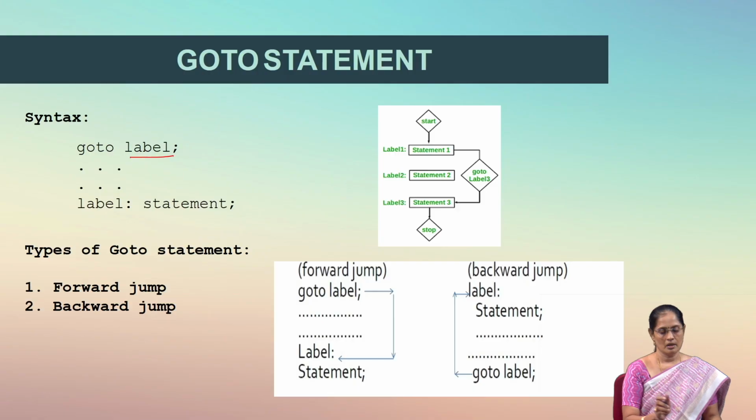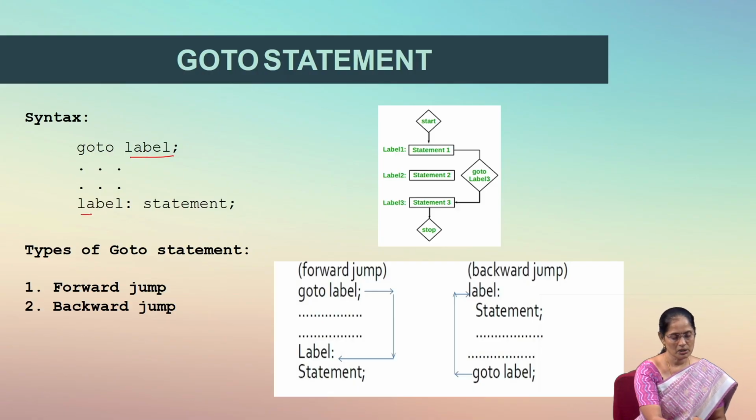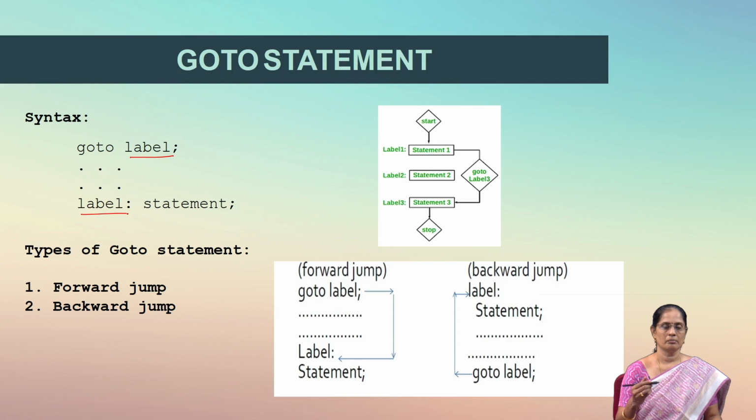The simple syntax is goto label. Label can be any word or any name which is going to be user defined, and it allows us to name a particular statement. So, I can name a statement using that particular label. I can make the compiler move forward and backward using the goto statement. So, this is the forward jump statement, this is the backward jump statement.